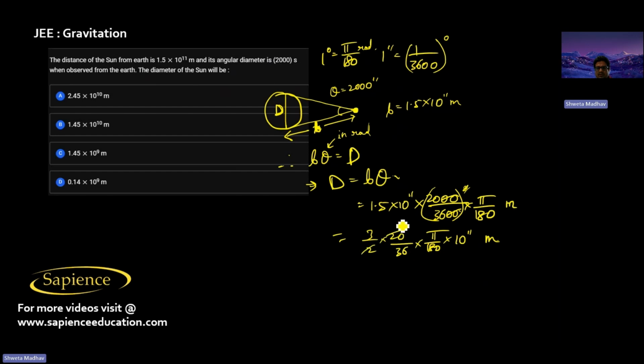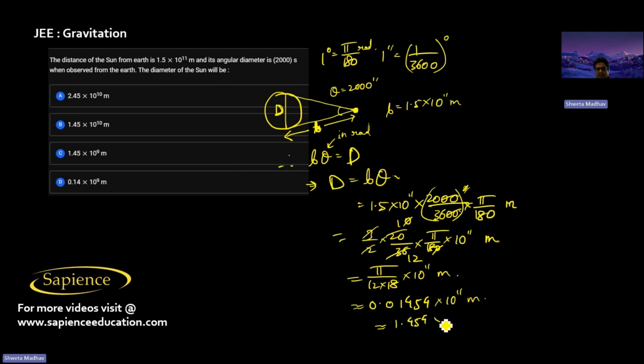So 2 tens are 20, the zeros will cancel. 12 threes are 36. This is pi by 12 into 18 into 10 power 11 meters. This would be approximately 5 divided by 2 into 18 is 0.0145. This is approximately 0.01454 into 10 power 11 meters, or I can say it is 1.454 into 10 power 11 minus 2, that is 10.9 meters. So option C is the correct answer.